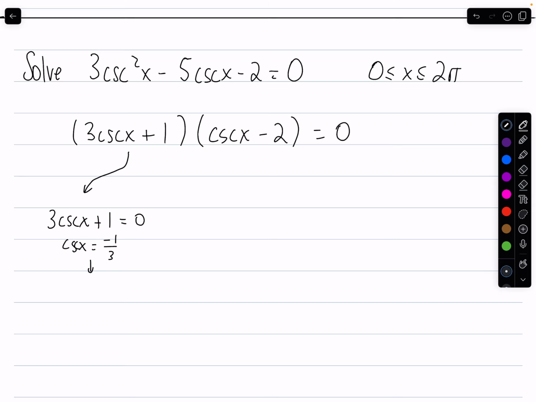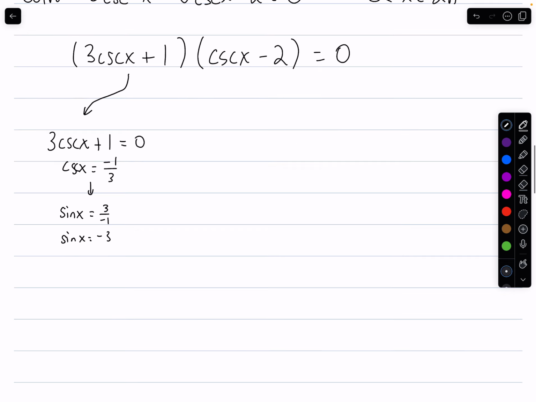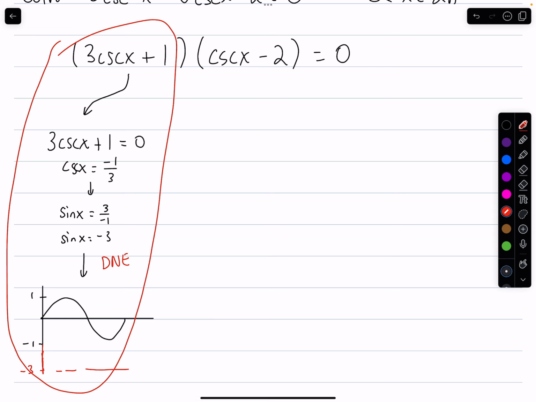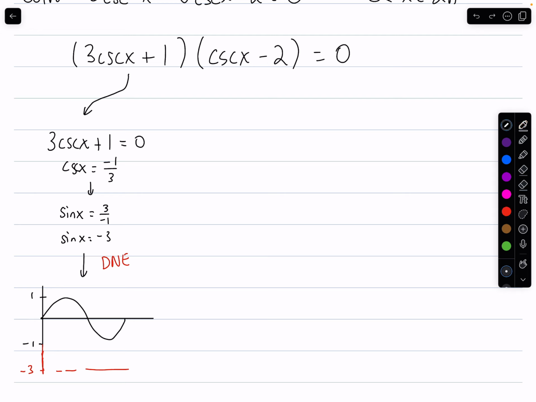We don't want to deal with cosecant x. We want to convert it to sine x. So sine x is going to be equal to 3 over negative 1. Sine x equals negative 3. Now, what do we know about sine x? If we draw the parent function for sine x, we know that sine x only exists from 1 to negative 1. So if we're saying negative 3, it does not exist. So we know that from this section of the factor, we're not going to get any x values. So what does that mean? We ignore that section and we go on to the next section.